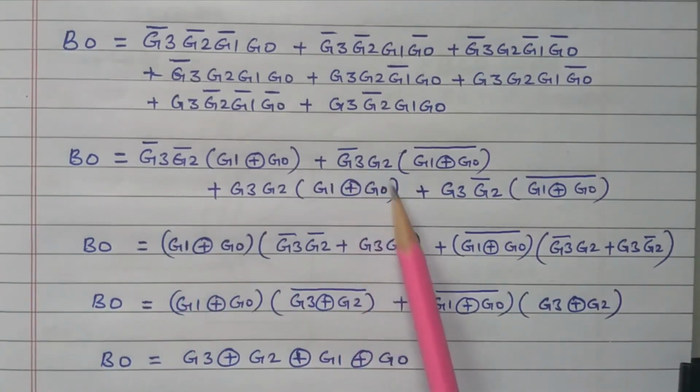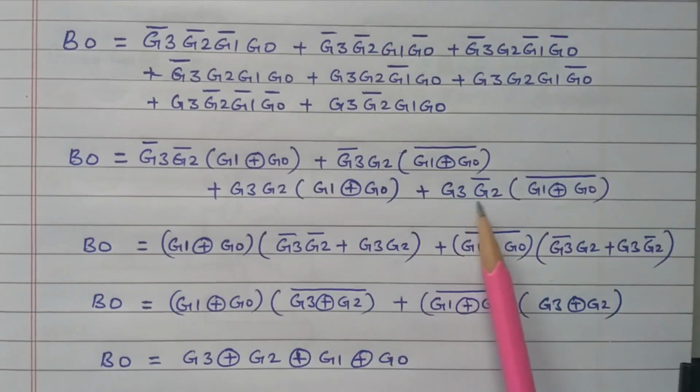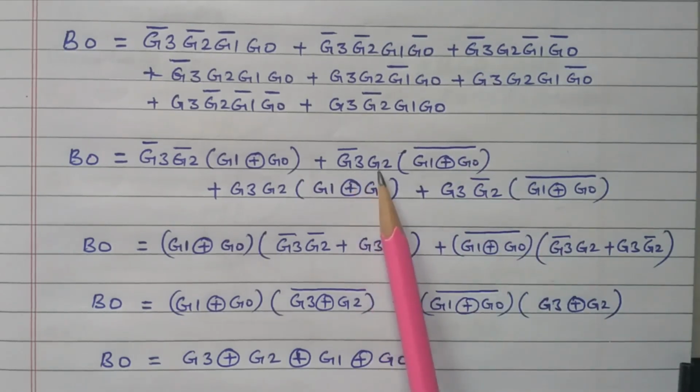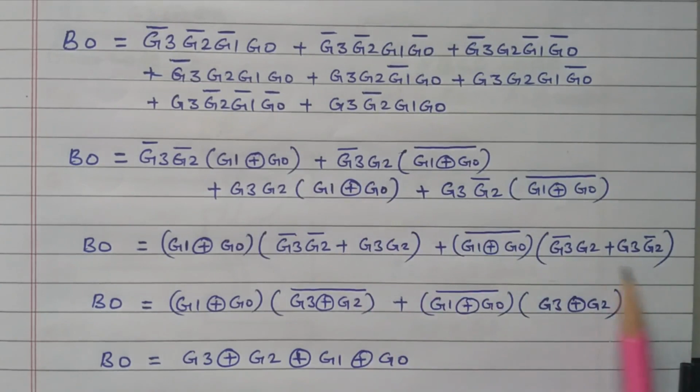Similarly here, G3 dash G2, G3 dash, that is G1 XOR of G0 the whole bar. These two terms are available commonly. Third and fourth term taken outside. While taking this common term, what is remaining? G3 dash G2, G3 G2 dash. This is commonly available, so the remaining term is G3 dash G2 plus G3 G2. Again, it is nothing but exclusive NOR, but it is written as exclusive OR with a complement: G3 exclusive OR G2 with a complement.